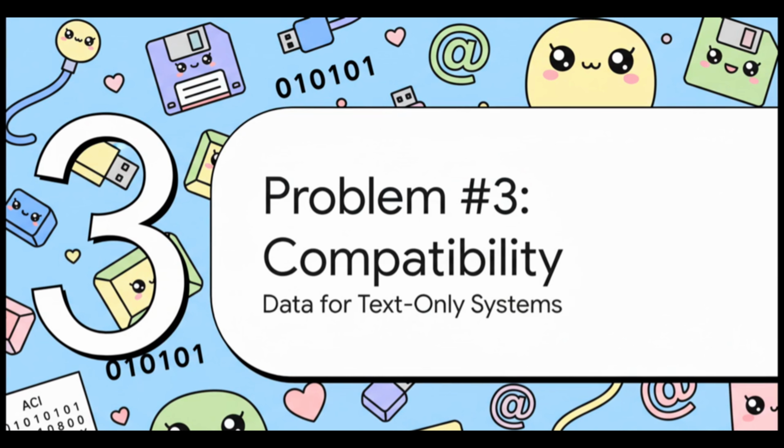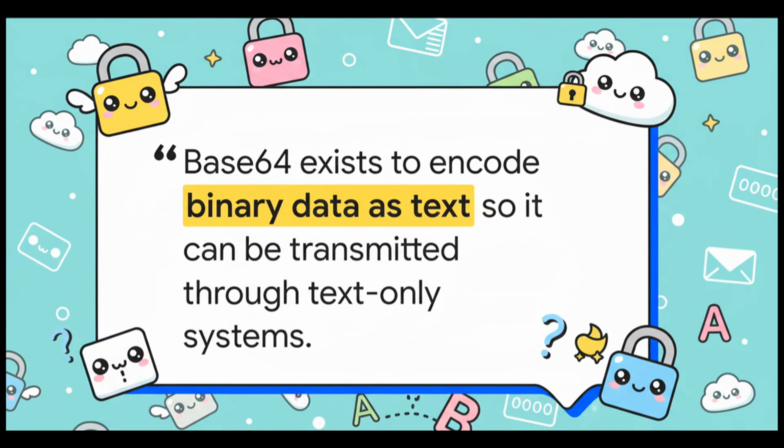All right, on to our final problem. And this one's a little different. It's not really about security, it's more about logistics. See, the internet was originally built to handle simple text. So how do we show things like images, videos, and complex files through systems that are only designed to understand letters and numbers? This is the problem of compatibility. And this quote just explains it perfectly. This is the aha moment for encoding.